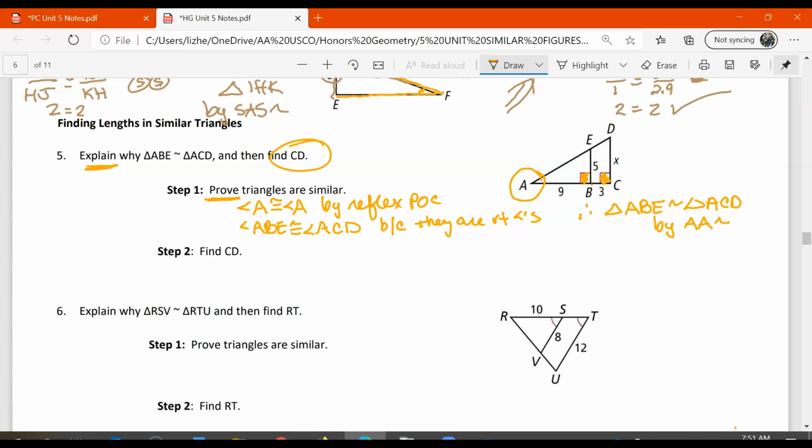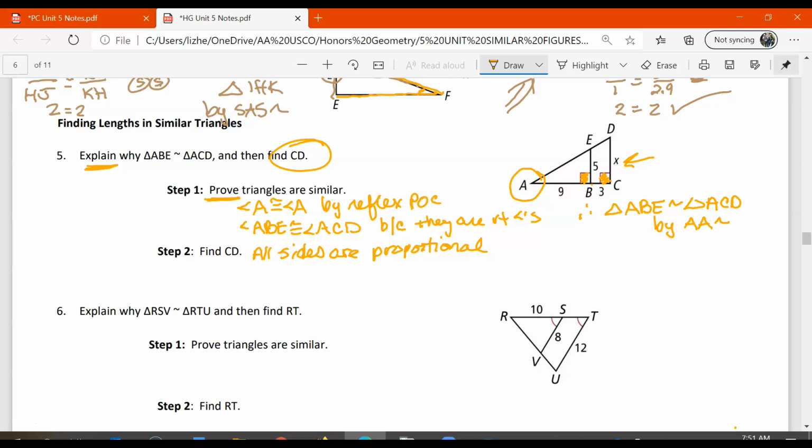And now I need to find CD. So CD is X right here. And this is how you can do that. Once you know your triangles are similar, then you know that all sides are proportional. If they're similar, the sides must be proportional. So therefore, I'm going to set up a proportion.